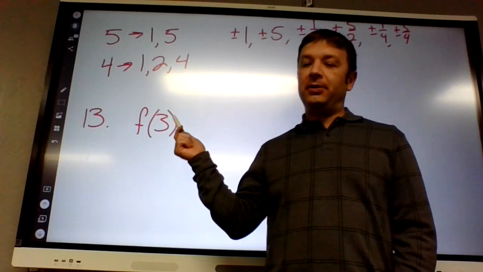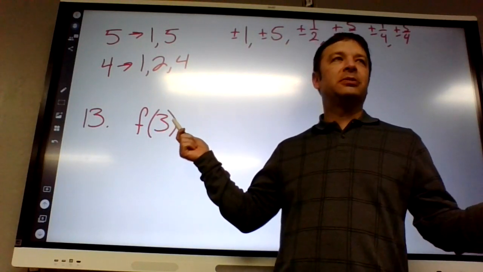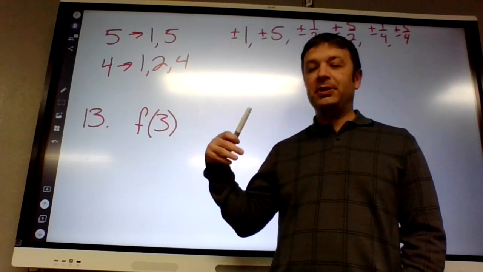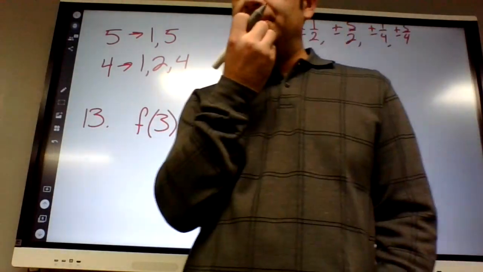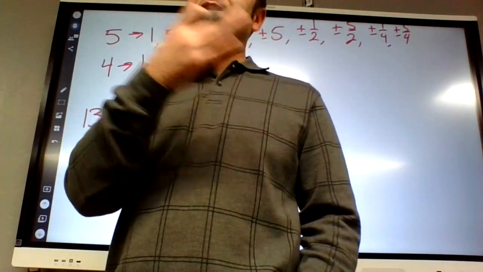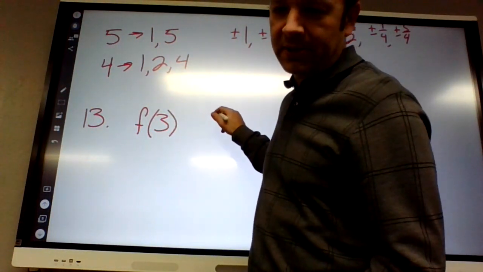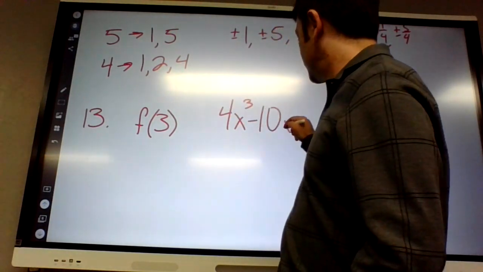Okay, number 13 says find f of 3. What does f of 3 mean? You put 3 into the function and see what it equals. But the difference is they want us to use synthetic division. In this case, it would be called synthetic substitution. So let me write it down. It says 4x cubed minus 10x squared.